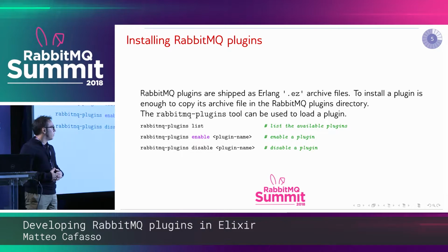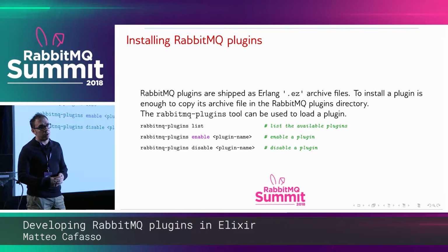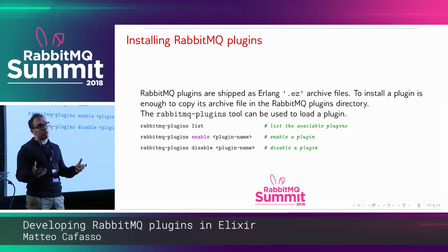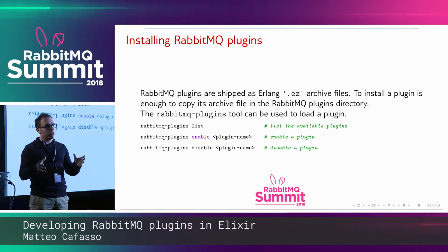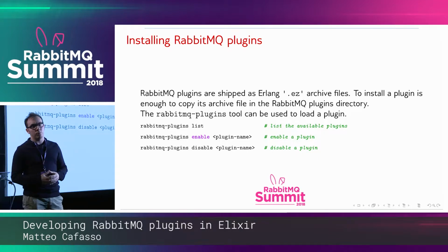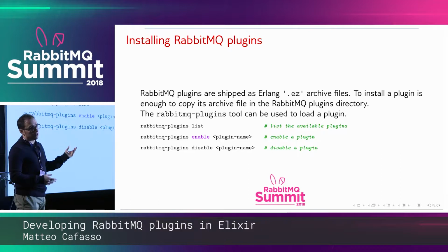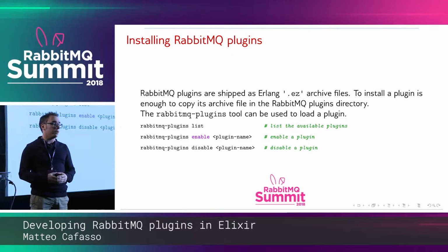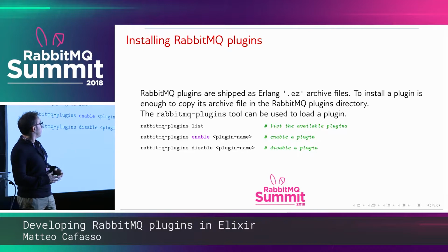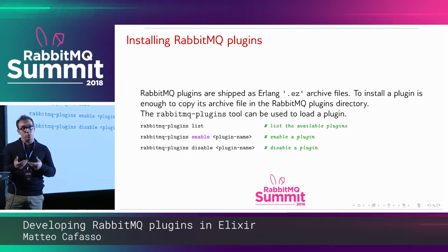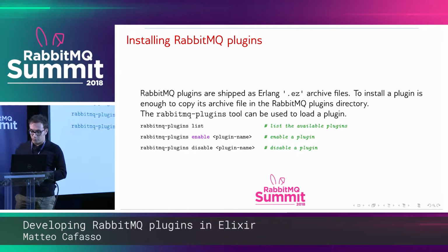How to install a Rabbit plugin is usually pretty simple. They come as EZ files. They are Erlang archive files. So you just need to grab it and drop it in the default plugins folder, which varies across installations, so you can check the documentation. And then you can use the Rabbit plugin tool in order to enable, disable them, and interact with them.